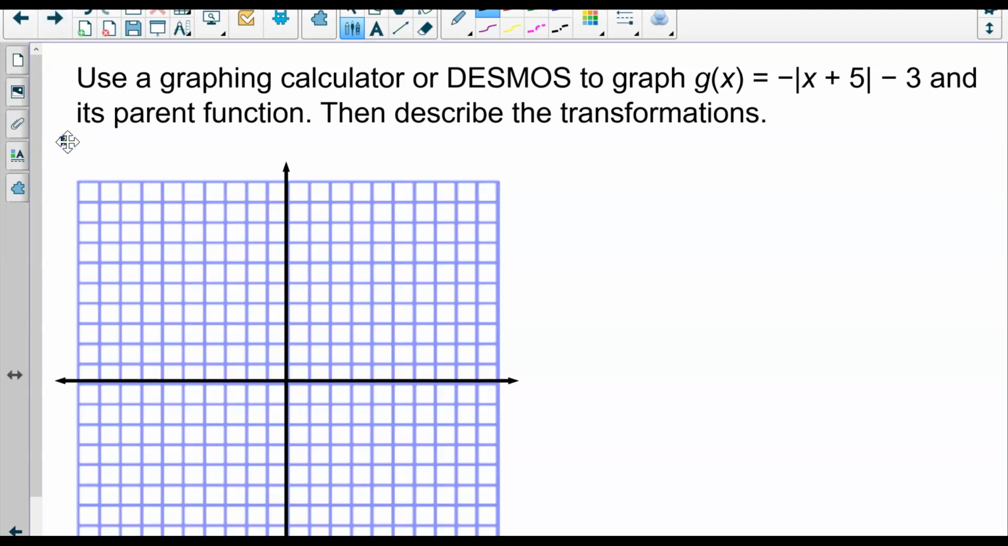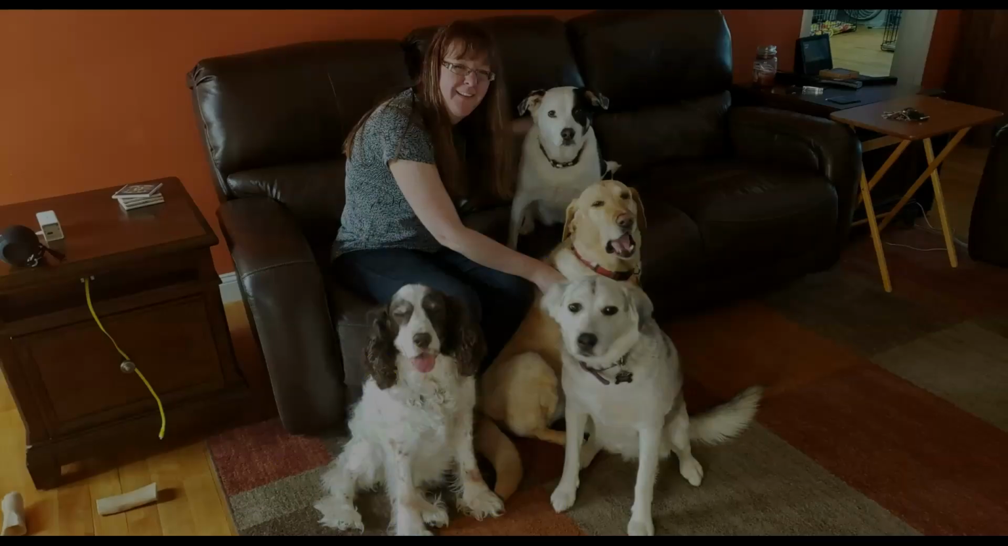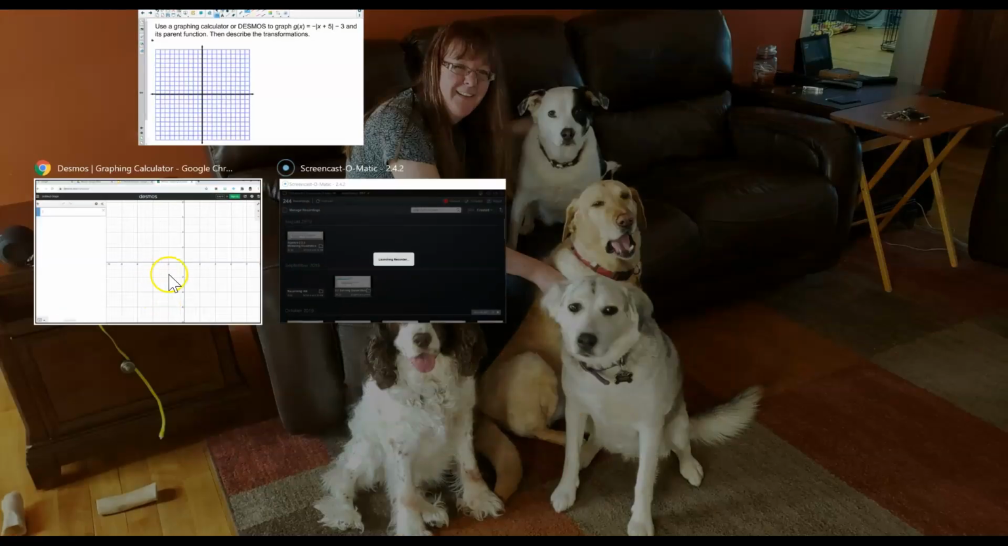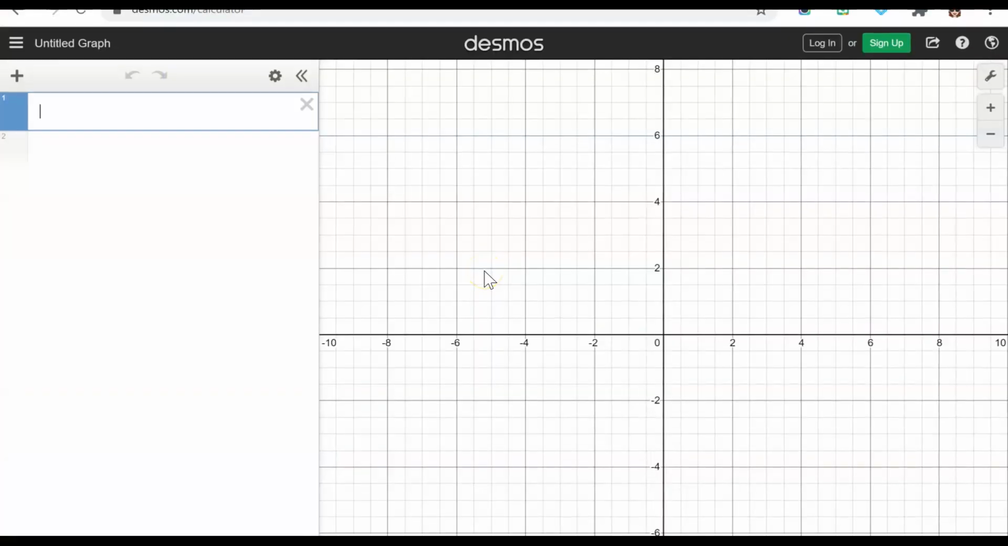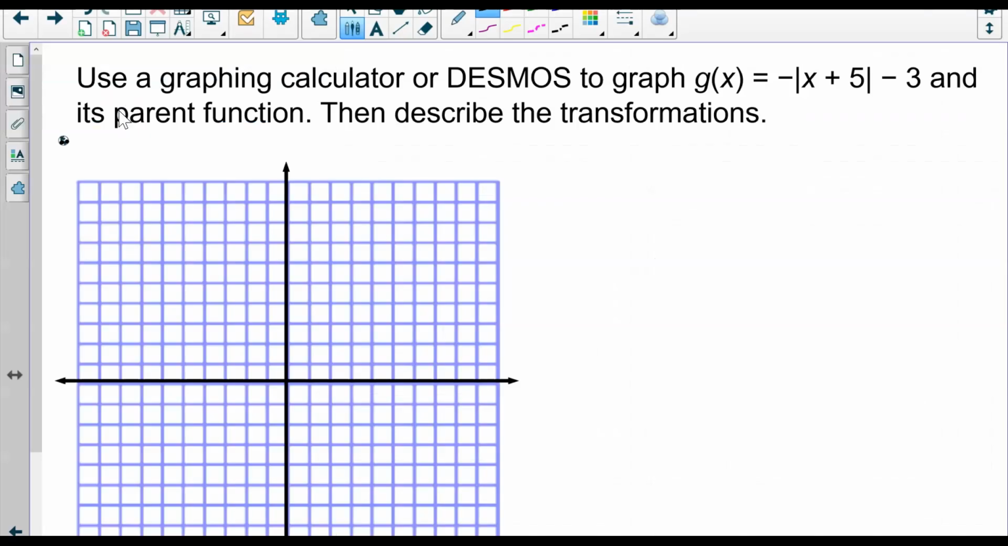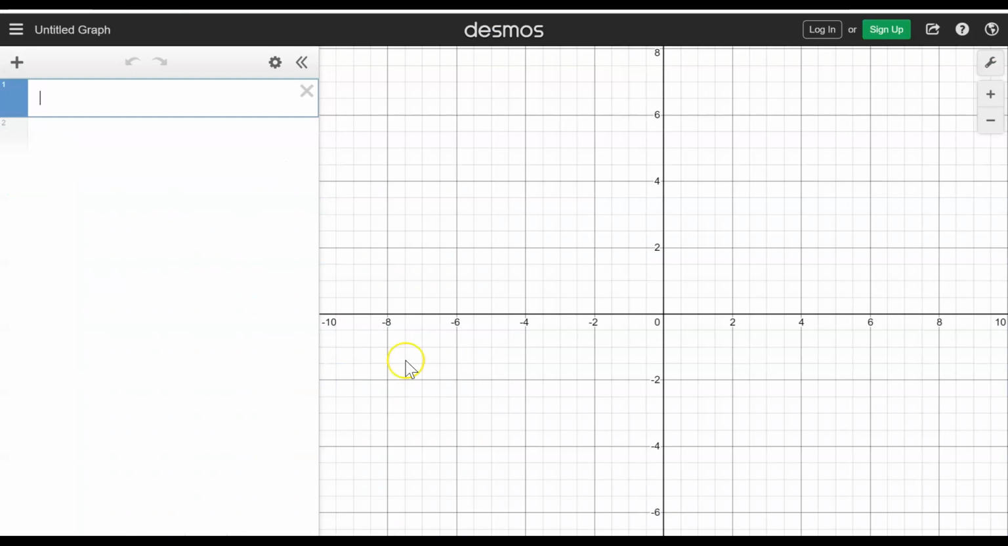I think we're going to go to Desmos. And we're going to type in this function. I guess we're not going to Desmos. There we go. Okay. So we're going to type in the function and see the changes. I'm waiting for my computer to catch up to me.